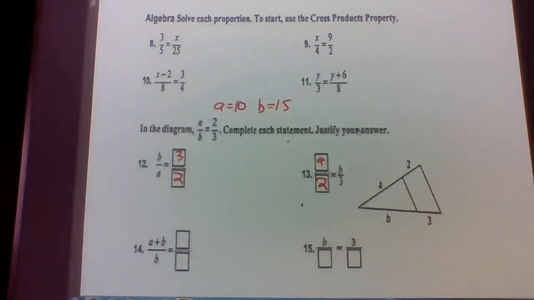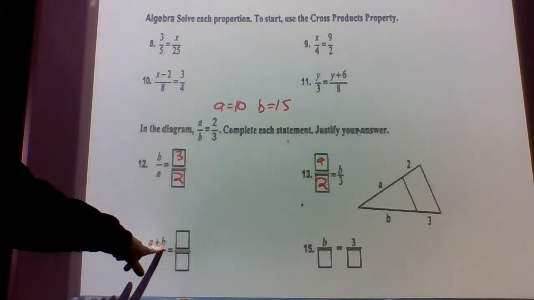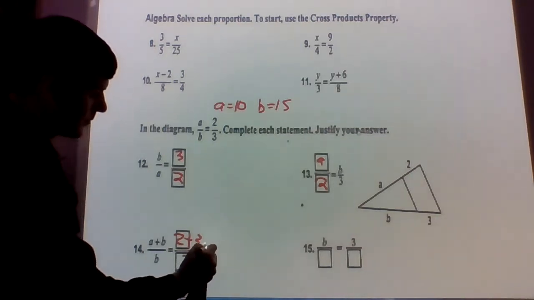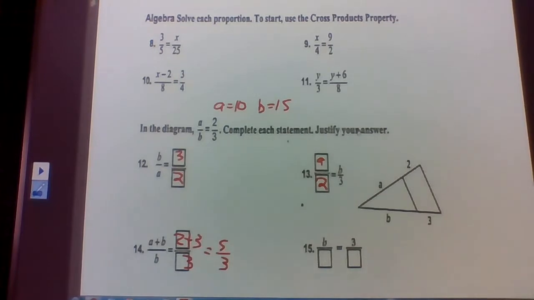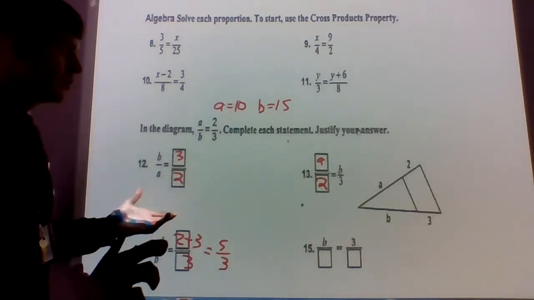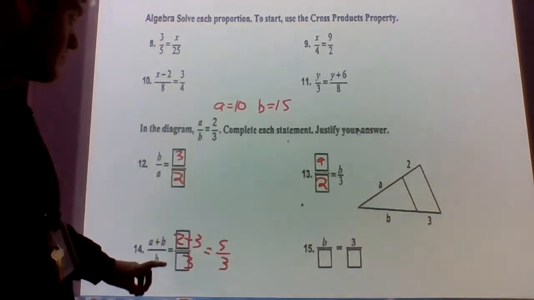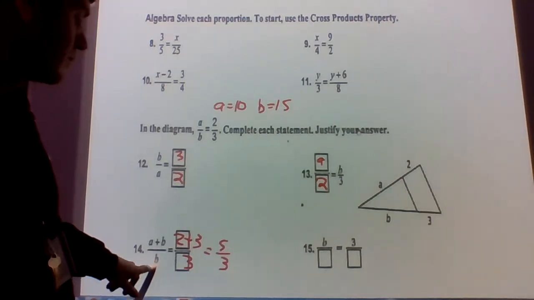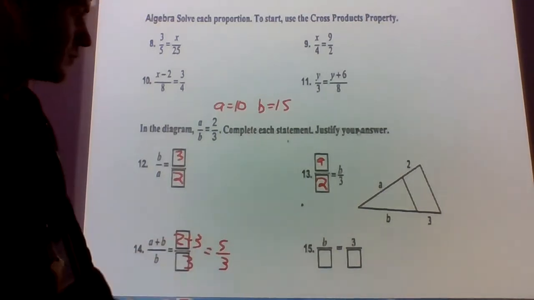Okay, and then down here, a plus b over b. What's going to correspond with a is going to be 2, and b is going to correspond to 3. So we're going to do 2 plus 3 over 3, which is 5/3. Again, if you use an example and you know that 10 over 15 equals 2/3, you can plug that in. So 10 plus 15 is 25 over 15. 25 over 15 is 5/3. So you know 2 plus 3 over 3 is good.